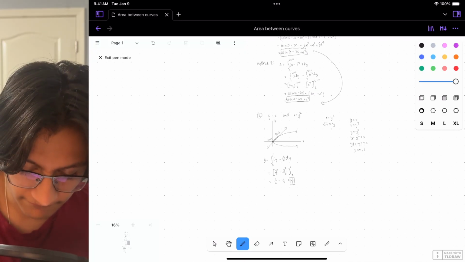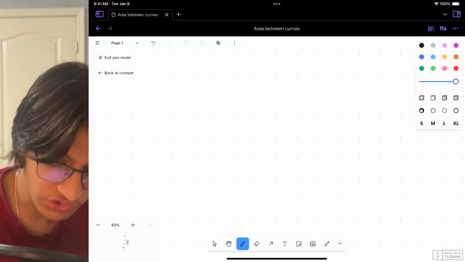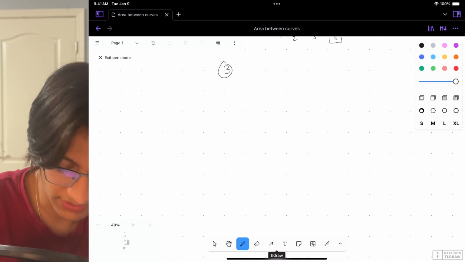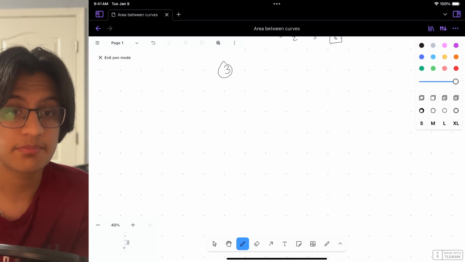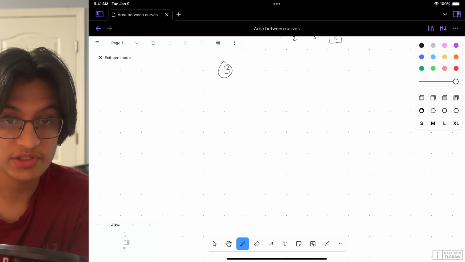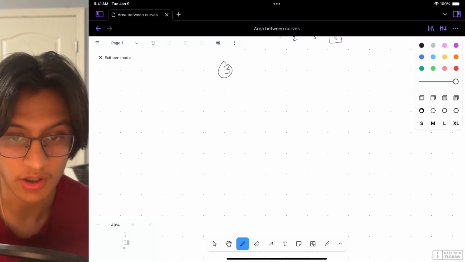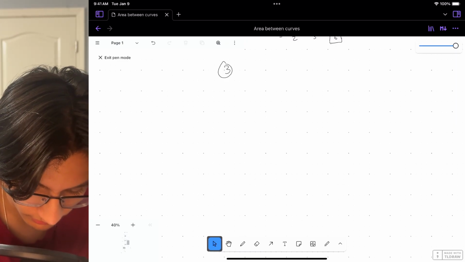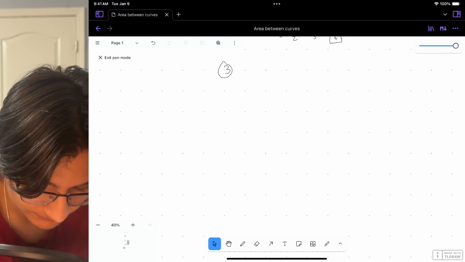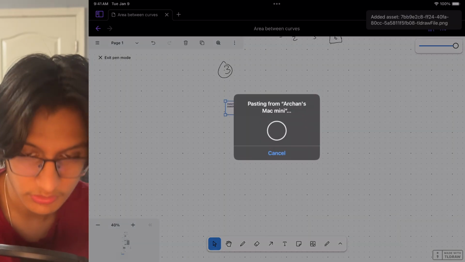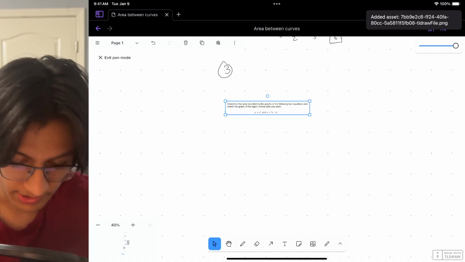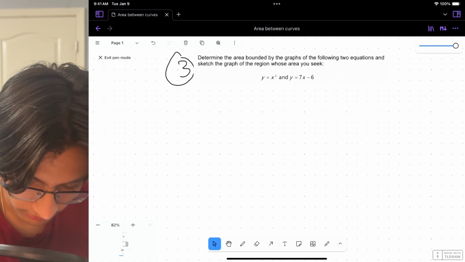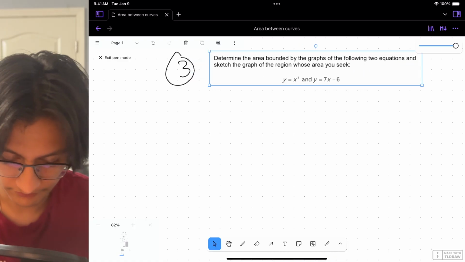Now for our third and final example, I'll ramp up the difficulty just a little bit, but it won't be too bad. I didn't come up with this problem. My professor did for one of the quizzes. So I'm just going to put it in right now. We'll just go here, paste, and boom. All right, this is problem number 3 that we will do.